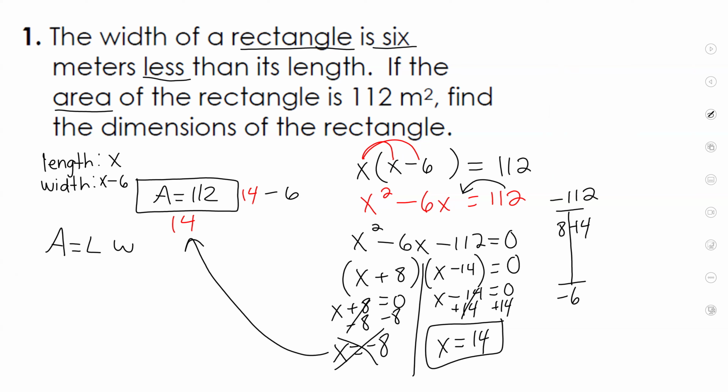So guys, that means my length is 14. What is my width? There we go. Because 14 minus 6 is 8. So this rectangle is 14 by 8 meters. So your length is 14 meters and your width is 8 meters.